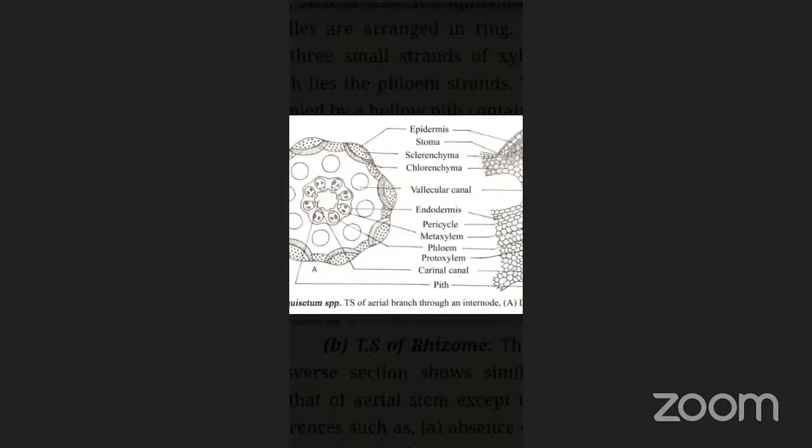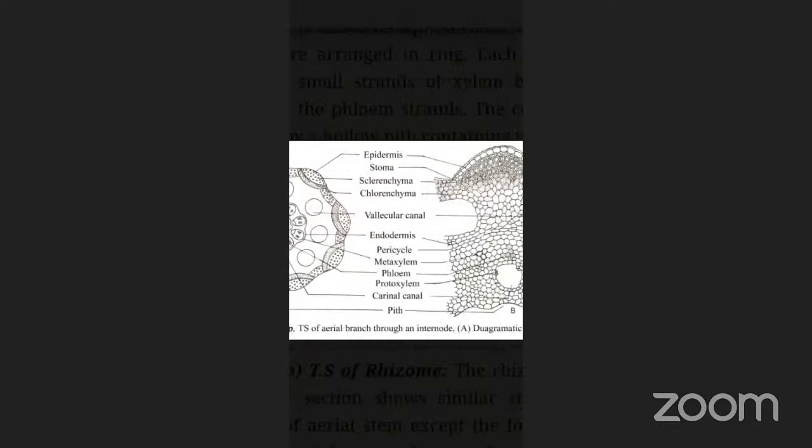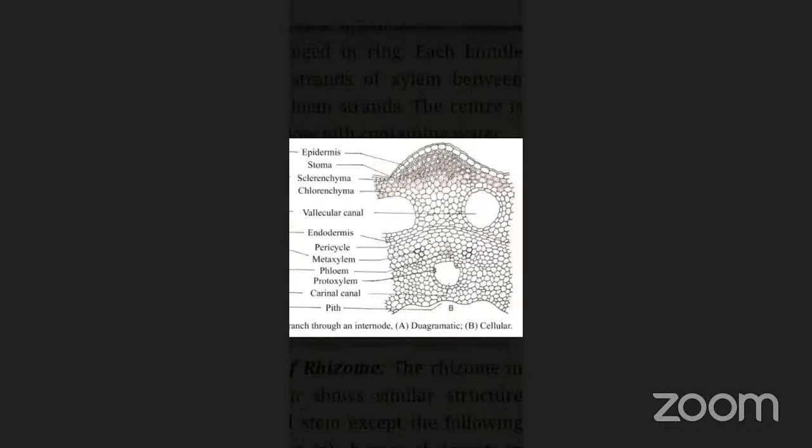So the epidermis consists of a single layer. This outer layer is the epidermis, which consists of a single layer, and the outer wall is a very thick layer made up of silica. Silica deposits are there, so if we feel the stem of the Equisetum, it is very tough.